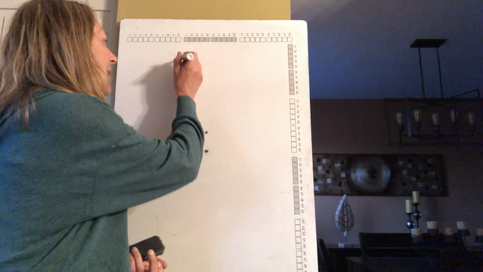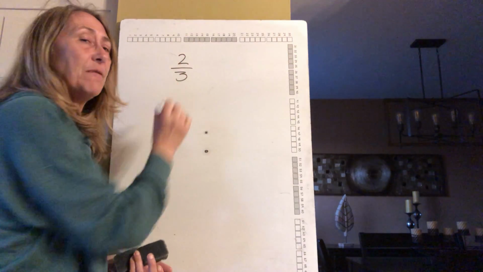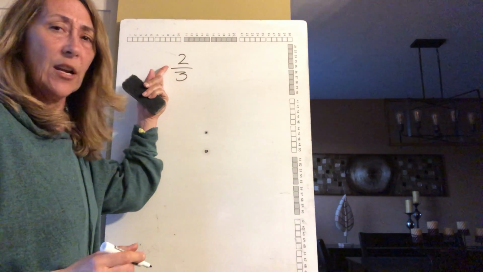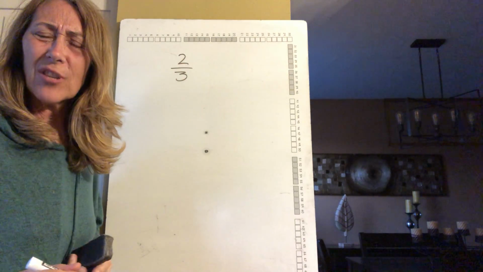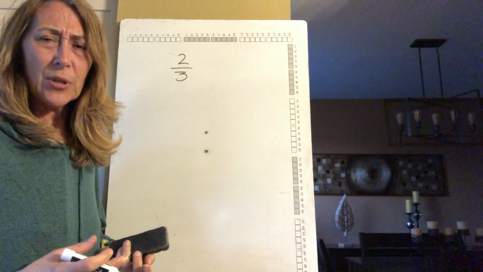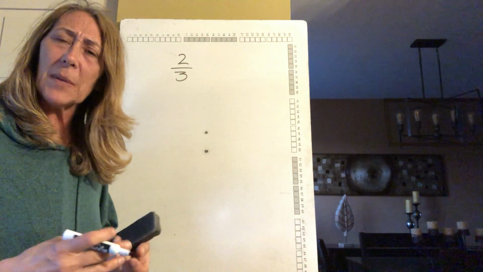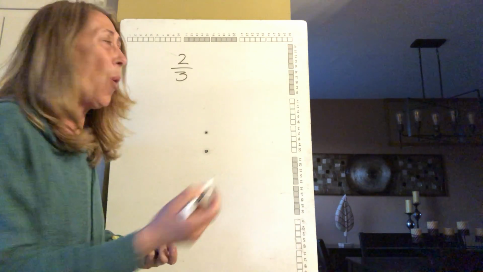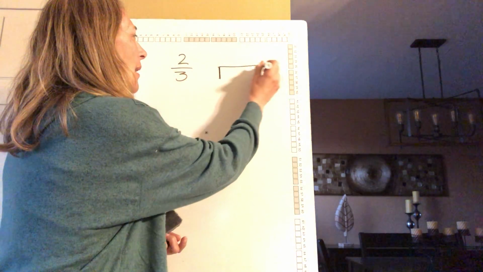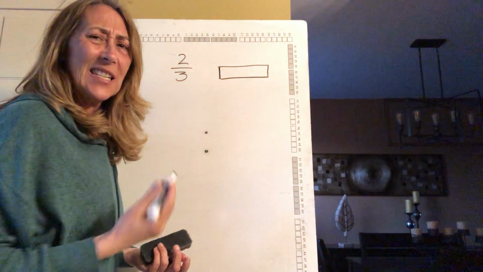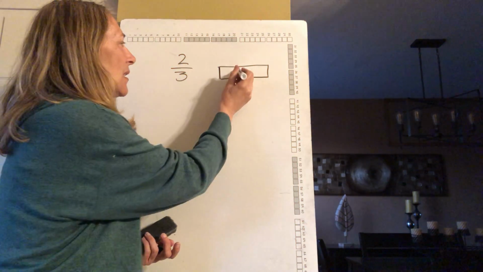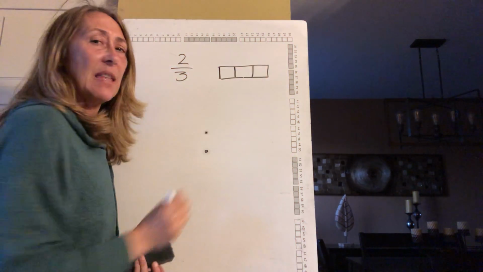Fractions consist of two parts: the numerator, the number on top, and the denominator, the number on the bottom. The bottom number is called the denominator. That tells me how many equal pieces in the whole. So if my whole, and I'm just going to use a fraction bar because it's easy to split up, 3 tells me there's 3 equal pieces in that whole.